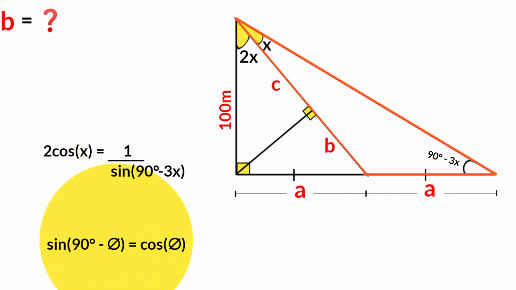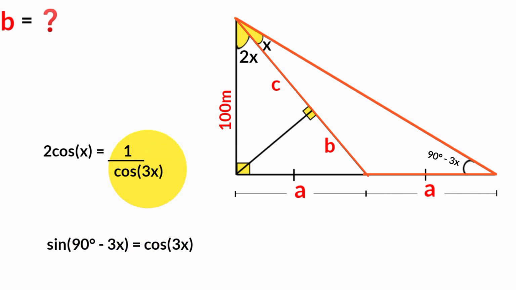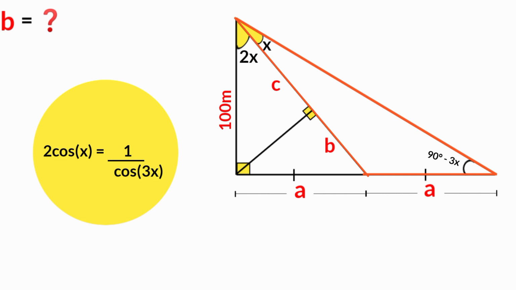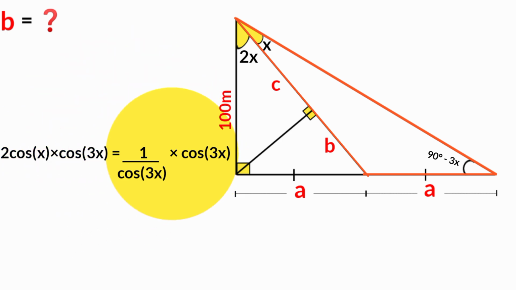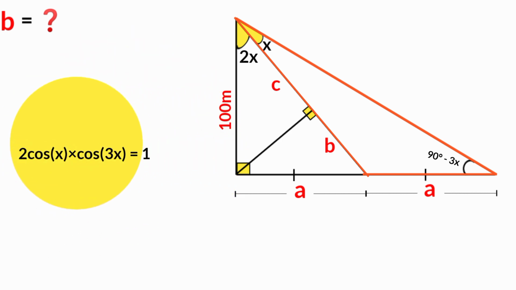We know that sine 90 degrees minus theta is cos theta. Replace theta with 3x. So sine 90 degrees minus 3x equal to cos 3x. So 2 cos x equal to 1 over cos 3x. Multiply both sides by cos 3x. Here cos 3x cancels cos 3x. And here 2 cos x times cos 3x is 2 cos x cos 3x. So 2 cos x cos 3x equal to 1.